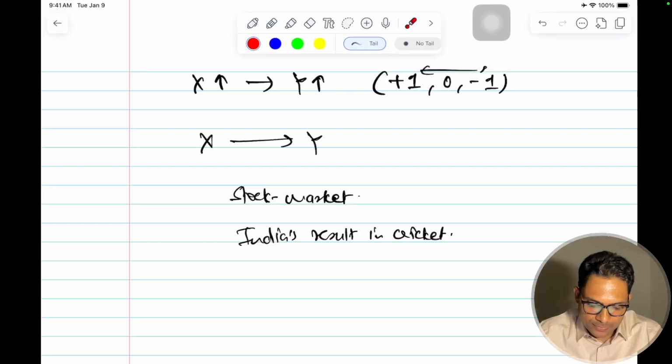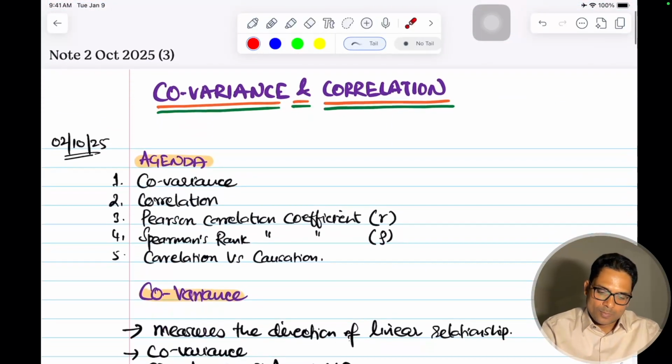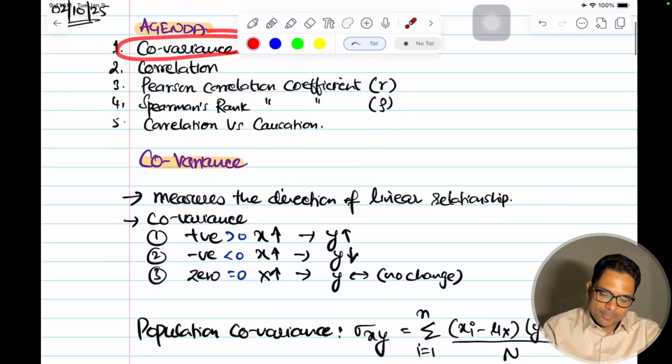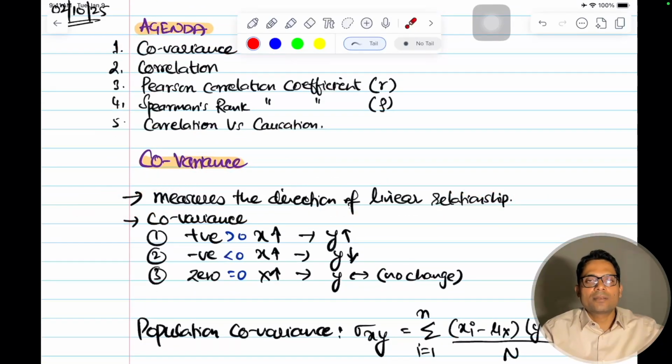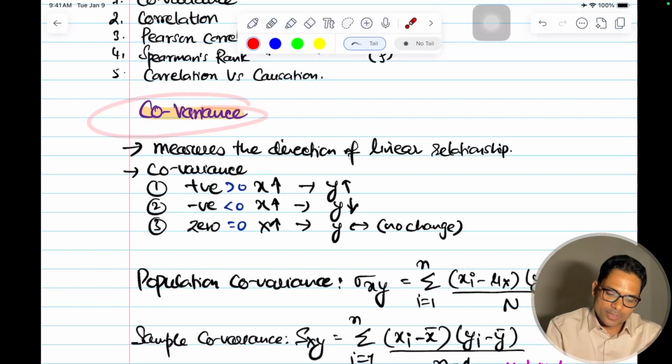So let's do a quick revision of what we have studied. We studied covariance. Covariance is the measure of the direction of the relationship, and just the direction it gives me: whether x is increasing and y increases, x decreases and y decreases, or there is no relation at all. We are talking about more than one variable. In the last video we saw only individual variables, exploratory data analysis and measures of central tendency, etc.